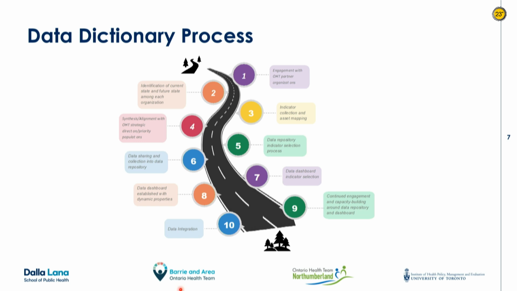And after moving through the selection process for the data dashboard indicators from the repository, there was a digital platform that hosts the data dashboard. So to keep up with the shifting and evolving strategic priorities of the OHT, which in Ontario are frequent and numerous as they shift and adapt to the population, continuous engagement is needed to allow for an iterative adjustment to both the repository and the dashboard.